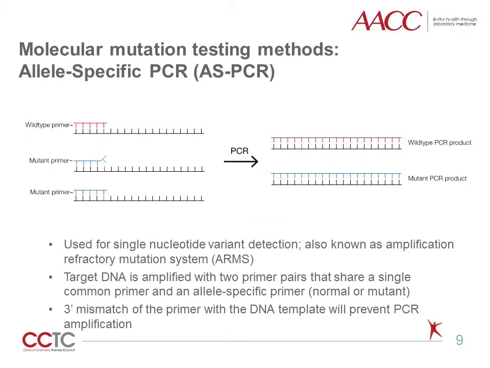Allele-specific PCR is a variant of PCR utilizing mutation-specific primers. A common primer flanks one side of the amplicon, and two primers, one with homology to the wild-type nucleic acid and another primer with homology to the mutant allele, will flank the other side of the amplicon.